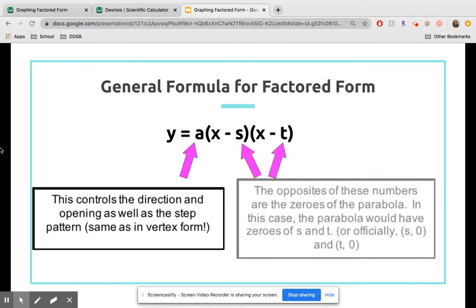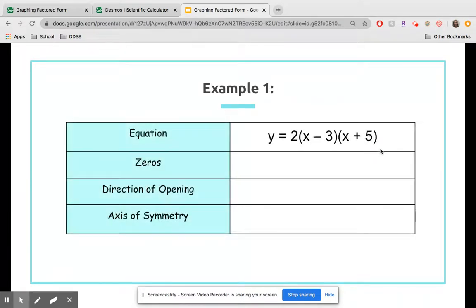For s and t, we take the opposite of these numbers. So right here, since it's a negative and it's a negative there, the opposite would be positive. S and t are the zeros of the parabola. In this case, the parabola would have zeros of s and t. So where it goes through the x-axis would be at s and t. So let's look at an example.